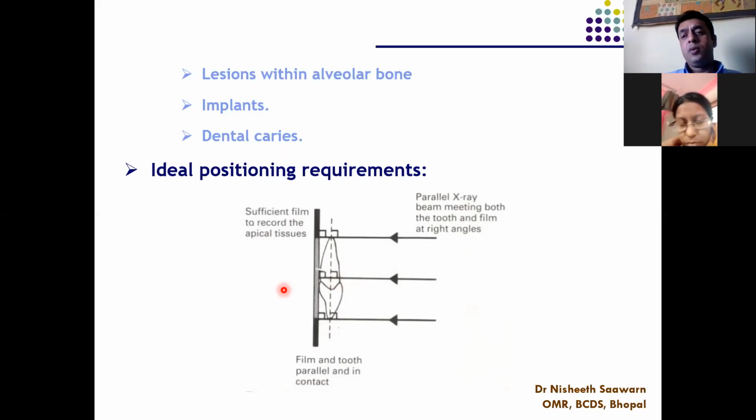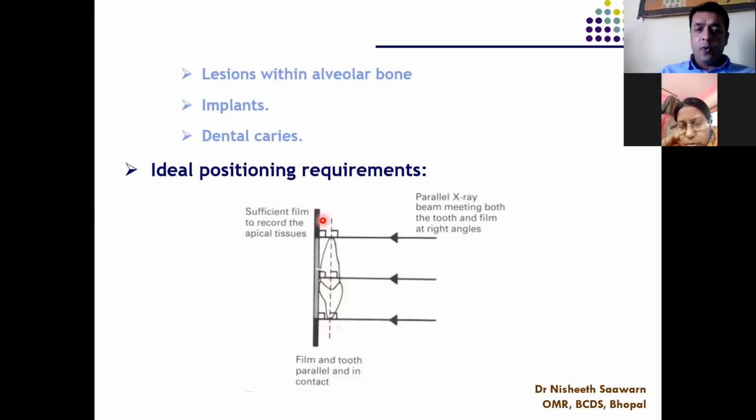The size is 33 by 43 millimetres, right? Making a radiograph is like making a shadow. If you want to make a shadow of your hand, or a shadow of this tooth on this film, the light has to fall in a certain way. What are the ideal requirements? The tooth should be parallel to the film. If you want to make an exact shadow of this tooth on this film, or on this wall, then the tooth and the wall have to be parallel to each other.